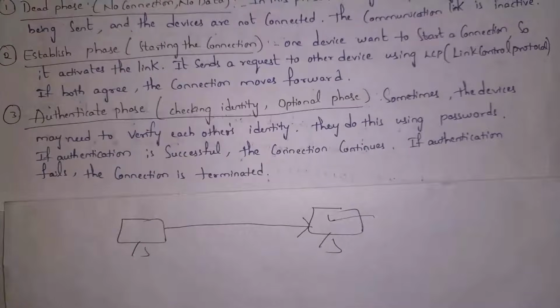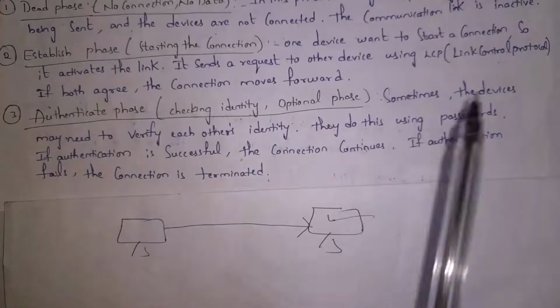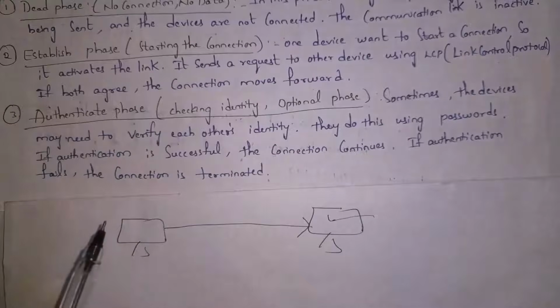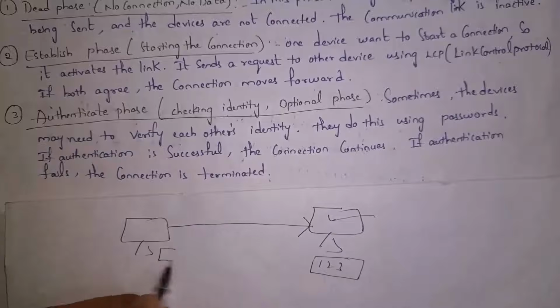And the third one is the authentication phase. Sometimes the devices may need to verify each other's identity. They do this using passwords. If authentication is successful, the connection continues. If authentication fails, the connection is terminated. This computer wants to send data to this computer. Before that, they will verify each other. Like this computer will enter password 123, and same this computer also enters password 123.